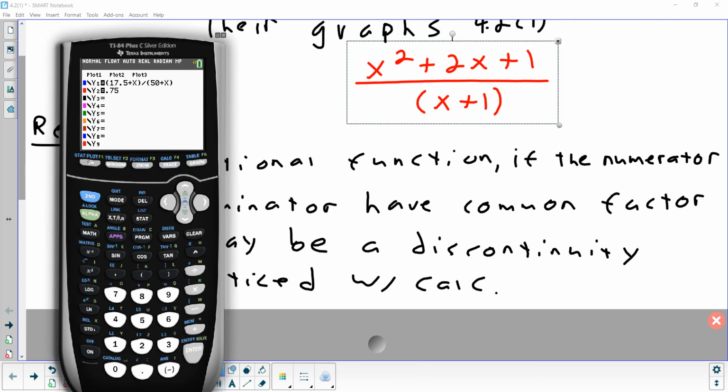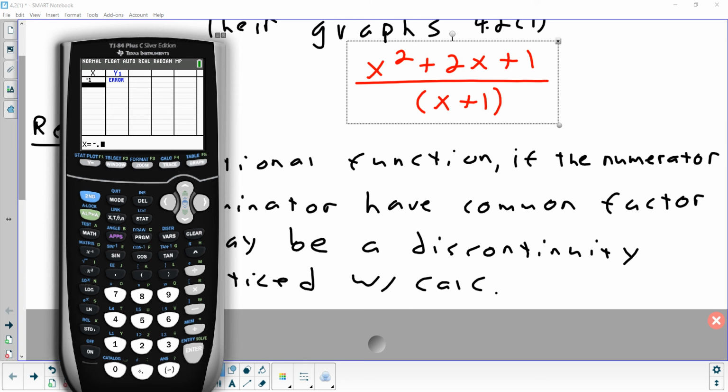So let me graph it, just so you can see. So x squared plus 2x plus 1, and we're going to divide by x plus 1. And watch what happens when I get close to negative 1. Doesn't look like anything happened. Looks like I just drew a line right through negative 1. But if you go to your table and you type in negative 1, it says error. So there's a hole in the graph.